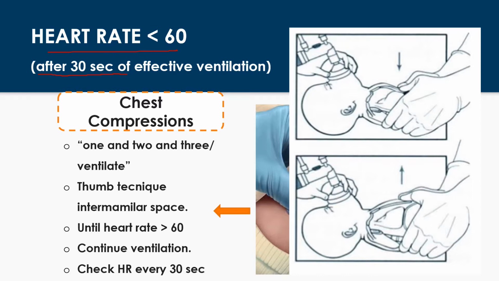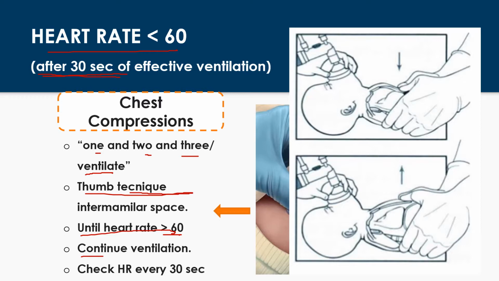Okay, and you give that with the ventilation. So you do 1 and 2 and 3 and ventilate, and 1 and 2 and 3 and ventilate. So 1, 2 and 3 are chest compressions, and then after that you give 1 ventilation. The thumb technique is only when you have an assistant. If you're alone giving the ventilations and the compressions, you use your 2 fingers, but it's not so effective a technique. Okay, you do that until the heart rate goes up to 60. So you have to check it every 30 seconds, and if after that it's above 60, you stop the compressions and continue only with the ventilation.